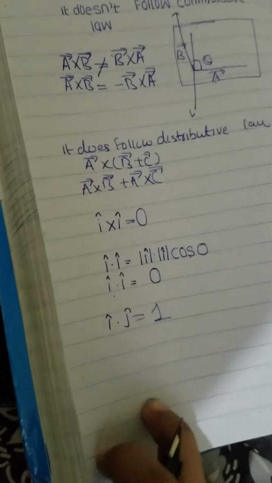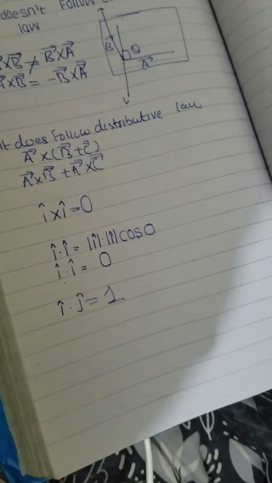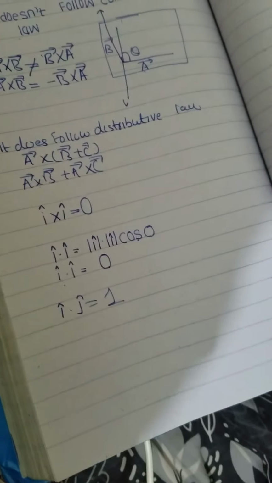So it does not follow the commutative law, it does follow the distributive law. Let me see if any other point is remaining or not. It's done. Now I'm going to talk about the orthogonal vectors. What are orthogonal vectors?